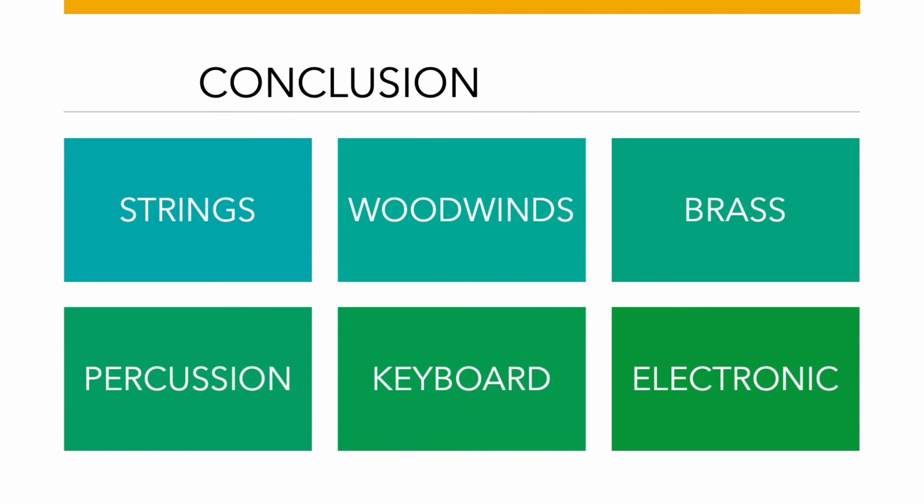Anything that is used to make music can be grouped into these families by asking yourself, how is the sound produced? Strings, woodwinds, brass, percussion, keyboard, and electronic families. Perhaps the next time you listen to music, see if you can correctly classify the instruments.